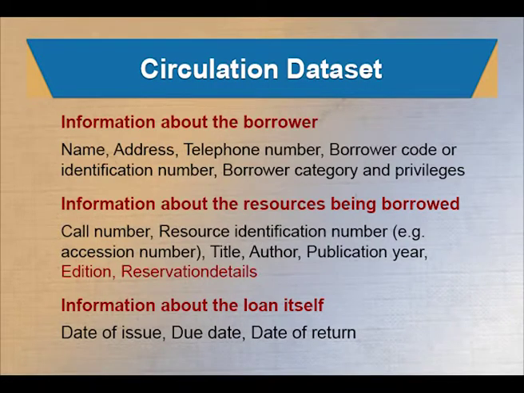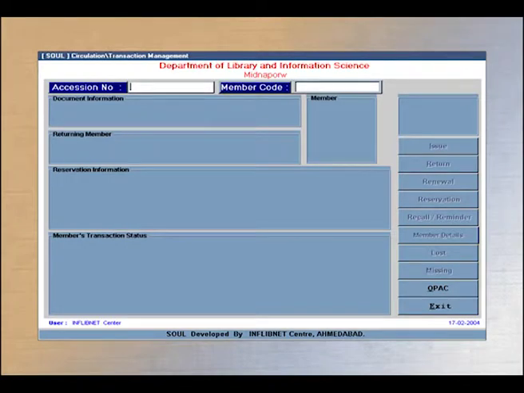Now, here you can see the circulation panel of SOUL software. Here you see there are only two fields which you need to enter. One is the accession number of the item being borrowed, and the other is the member code, that is, the member ID of the borrower.